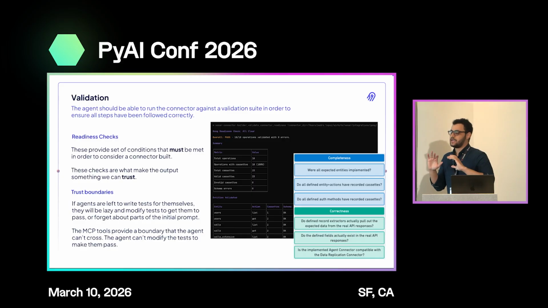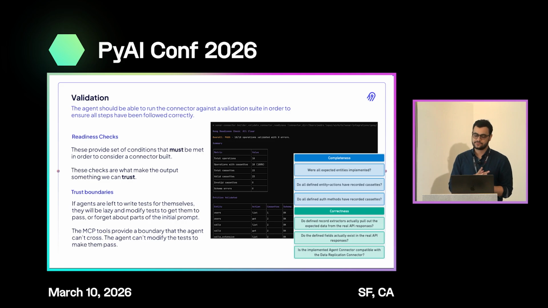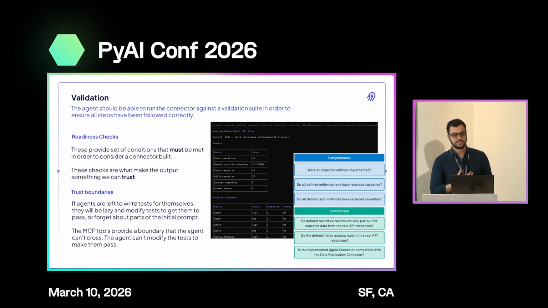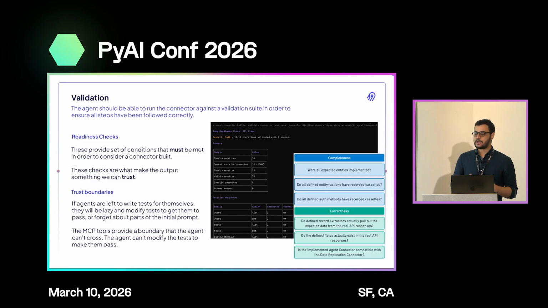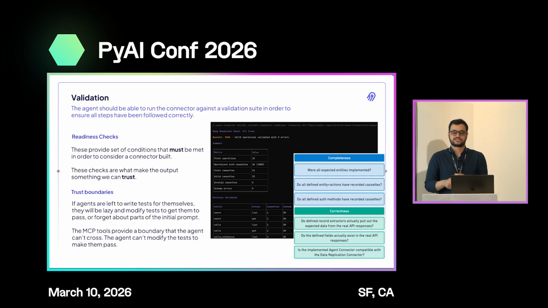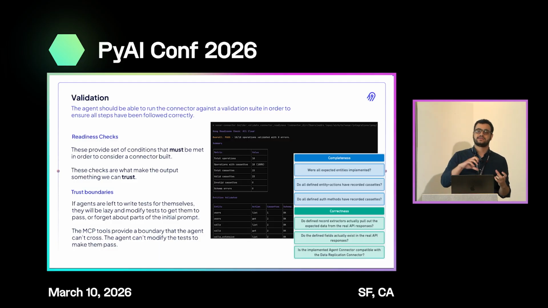On the validation side, we have what we call readiness checks. These are conditions that have to pass for us to consider a connector to be built. And this is where a lot of our iteration has actually gone. Every time we see an output where the agent comes up with a wrong answer or something we don't expect, that comes back and is encoded as specific readiness checks so that it doesn't happen again.